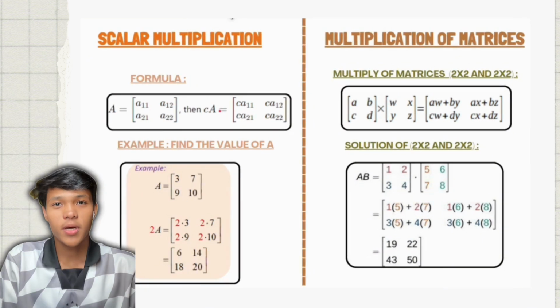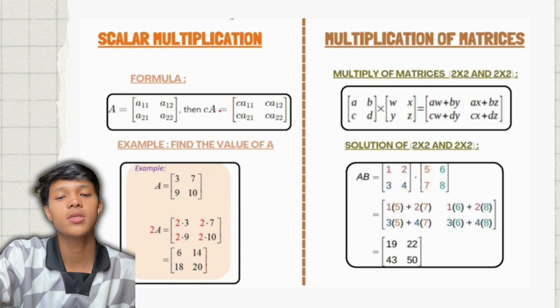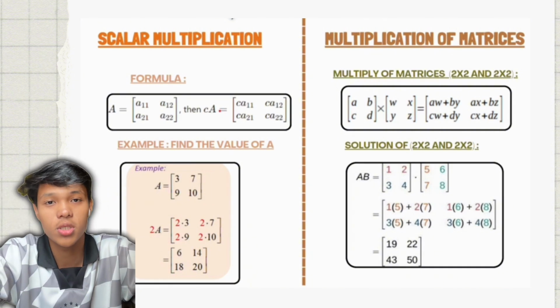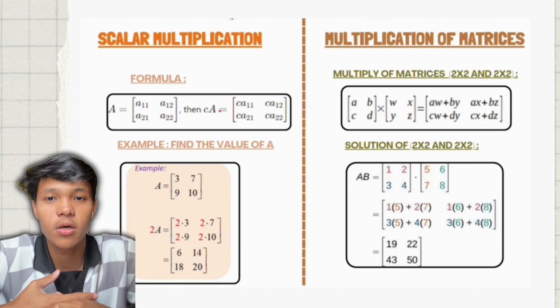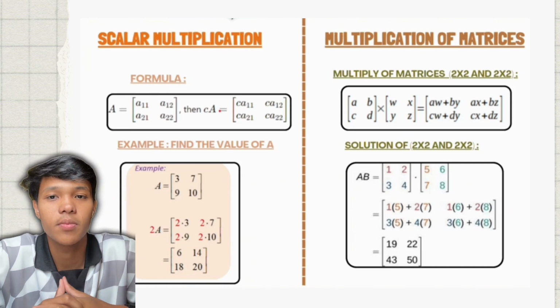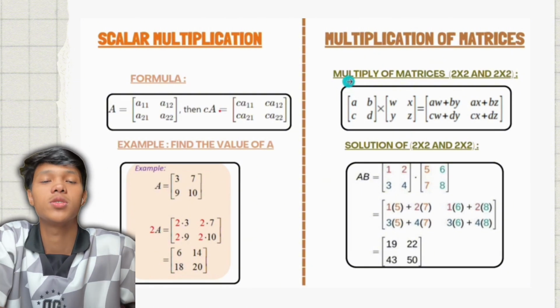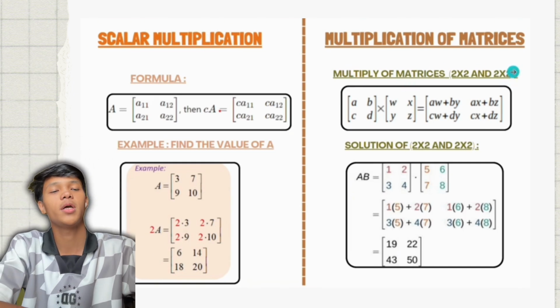So we go to the next part, which is multiplication of matrices. Matrix multiplication is an operation where two matrices are multiplied to produce a third matrix. For matrix multiplication to be defined, the number of columns in the first matrix must be equal to the number of rows in the second matrix. As you can see here, this is the formula for multiplying matrices, 2 by 2 and 2 by 2.